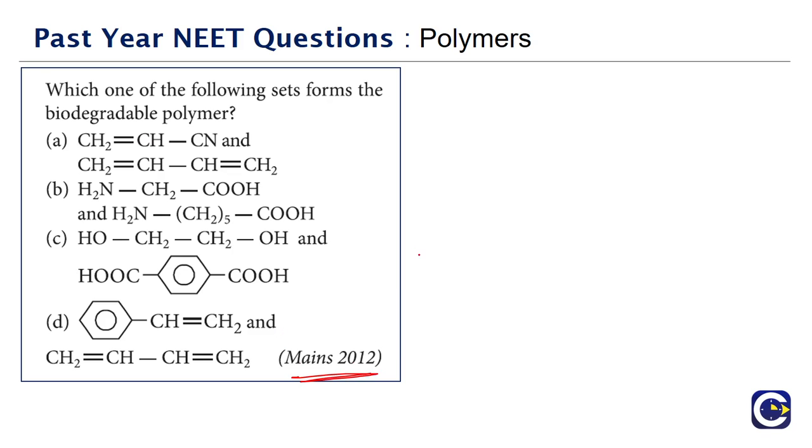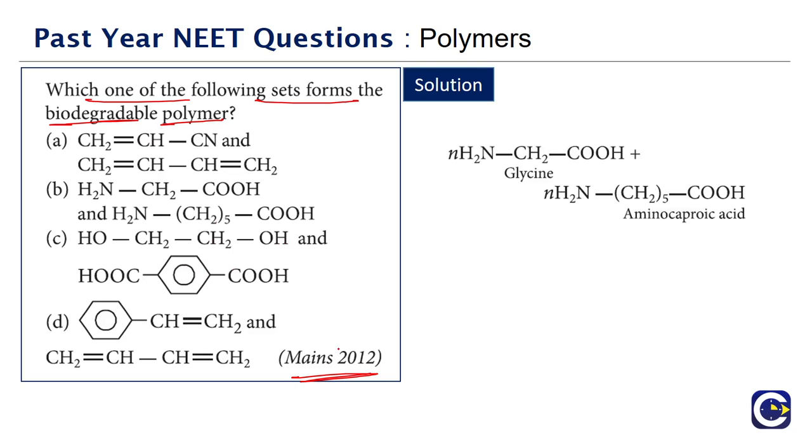Next we have a question on biodegradable polymer. Even in the part 1 video we talked about 2 questions on the biodegradable polymer. We have 2 examples for the biodegradable polymers. One is nylon 2 nylon 6, the other is PHBV. Which one of the following sets forms biodegradable polymer? So you can see here clearly in option B, what do we have?